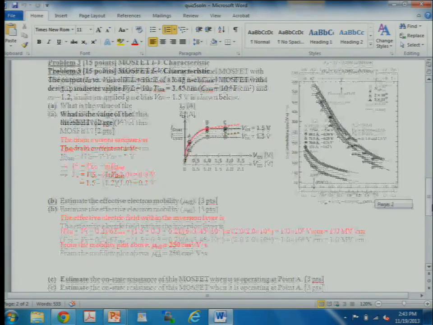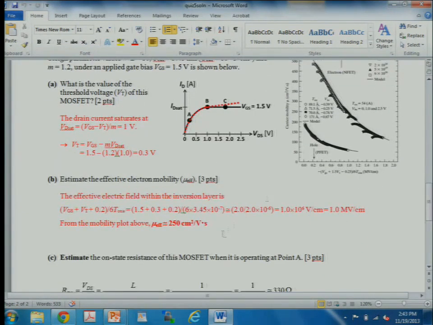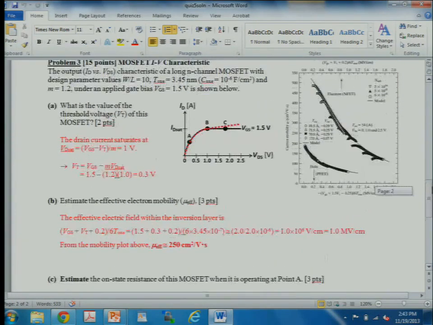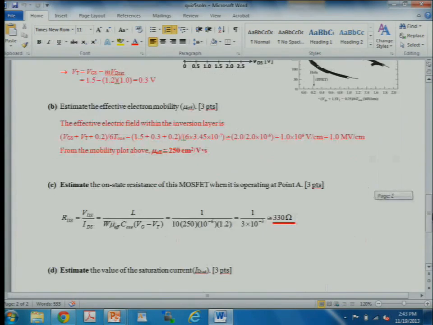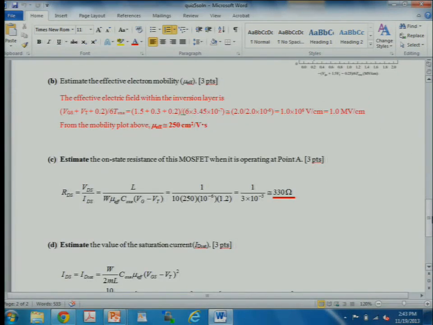So threshold voltage is 0.3, and then you just have to calculate, it's on this plot, actually the formula, right, VGS plus VT plus 0.2, it turns out to be a round number, 2, divided by 6 times the TOX equivalent, which is very close to 20. So basically, the numbers came out pretty round. So you just have to look at the mobility at 1 megavolt per centimeter, and it's roughly 250 centimeters squared per volt second. And of course, if you get something within some reasonable close value to 250, you'll get full points. Okay, it's not about accuracy here.